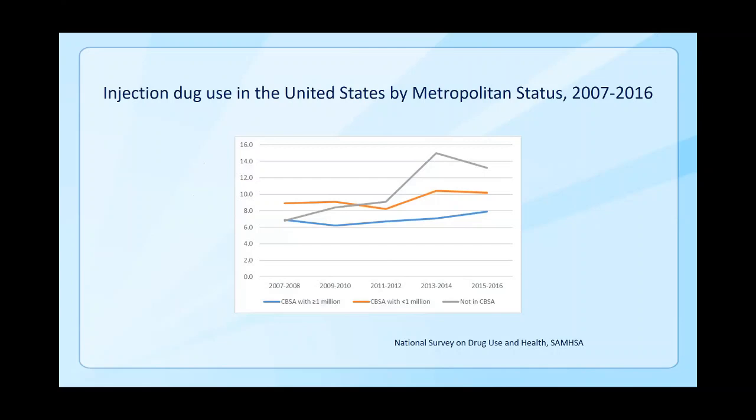On this graph, you can see that core-based statistical areas, or CBSAs, of more than 1 million people, shown here in blue, have had a relatively steady rate of injection drug use in their populations, whereas CBSAs of less than 1 million people, here in orange, have grown, and areas outside of CBSAs, here in gray, have seen a dramatic rise in injection drug use. We can see from this graph that the more rural an area is, the greater the increase in their injection drug use population.